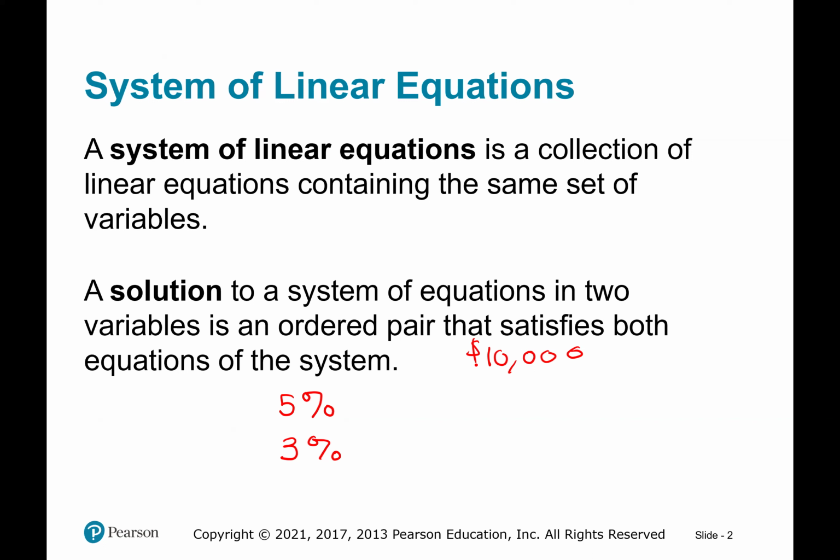So the reason this is a system of 2 equations and 2 variables is you have 2 different accounts, and you're investing 2 different amounts in those 2 accounts. So you have 2 variables. You have how much you're going to put in at 5% and how much you're going to put in at 3%. So you have 2 different variables you're trying to figure out. That makes this a system of equations. So if there are 2 different values you're trying to figure out, it's a system of linear equations.